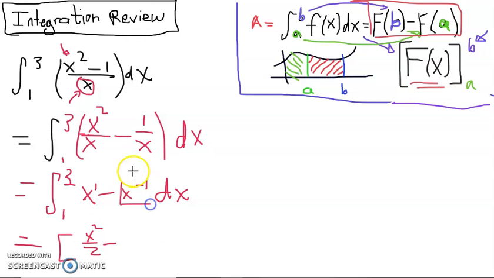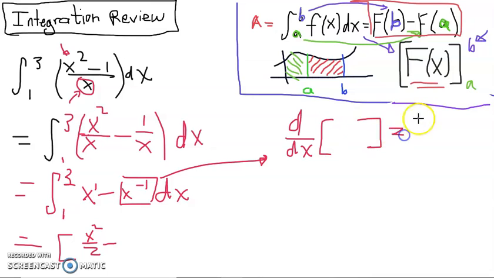Oh, wait a second. This is the exception, isn't it? If you add 1 to this, you would get x to the 0, and then if you divide by 0, the universe breaks. So remember, this is a little bit of a review, but what do you take the derivative of to get 1 over x? It's the natural log of x. So this is actually ln of x. And we evaluate that from 1 to 3.